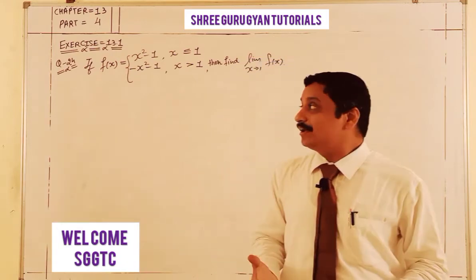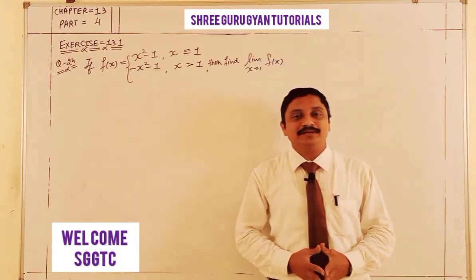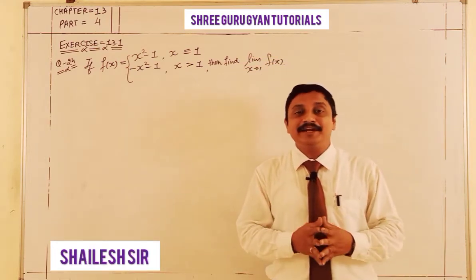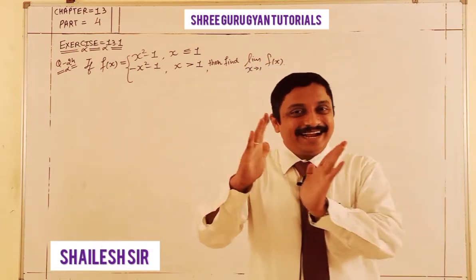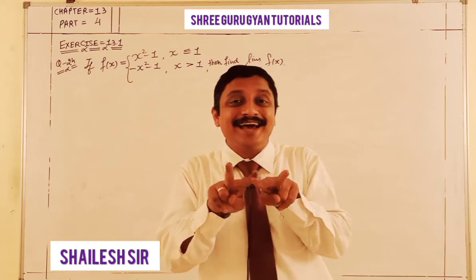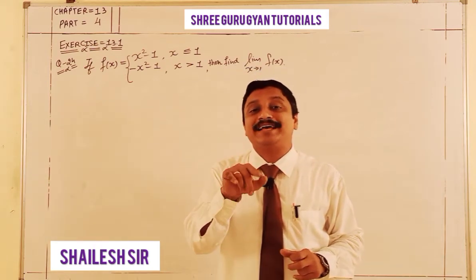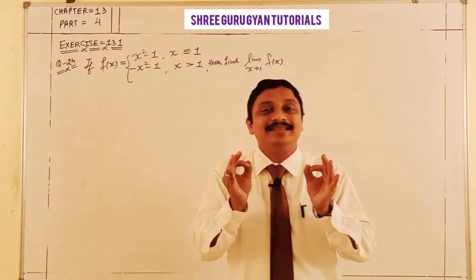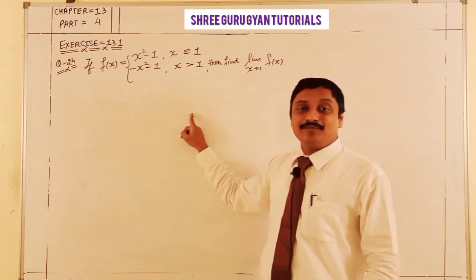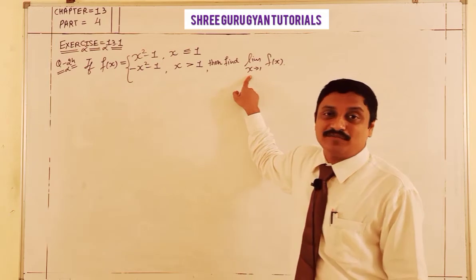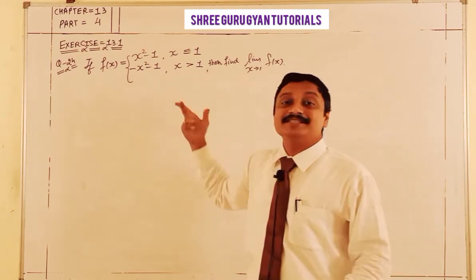Today I'm going ahead with exercise 13.1, question number 24, related to the sandwich rule. If the left hand side limit and right hand side limit are the same for a particular x equal to a belonging to R, then the limit exists. Now, question 24: find the limit as x tends to 1 of f(x), where f(x) is given.